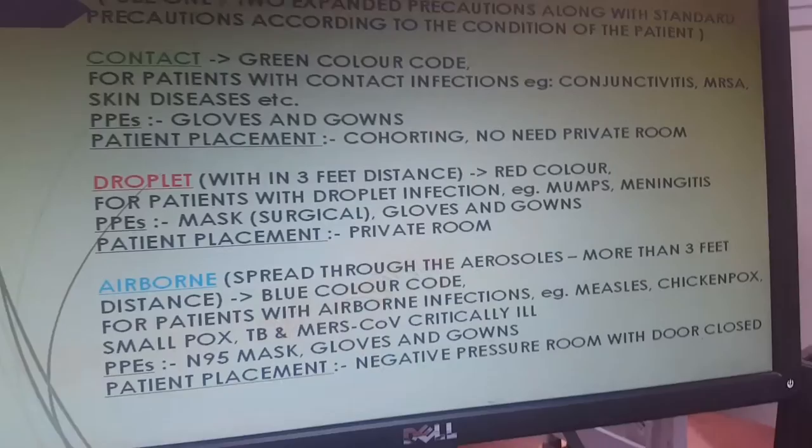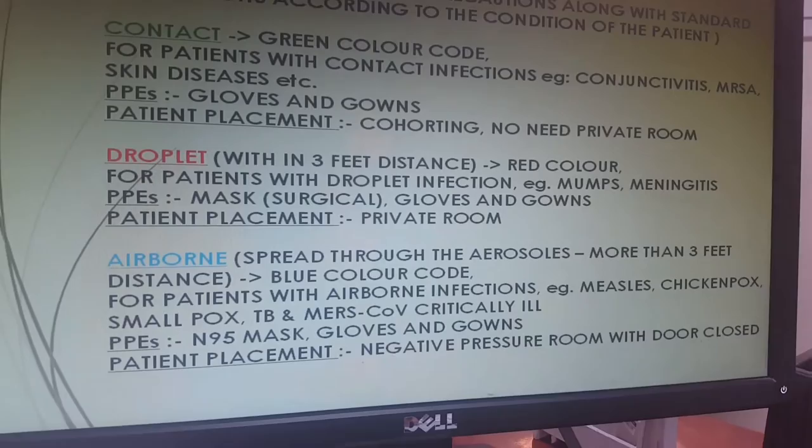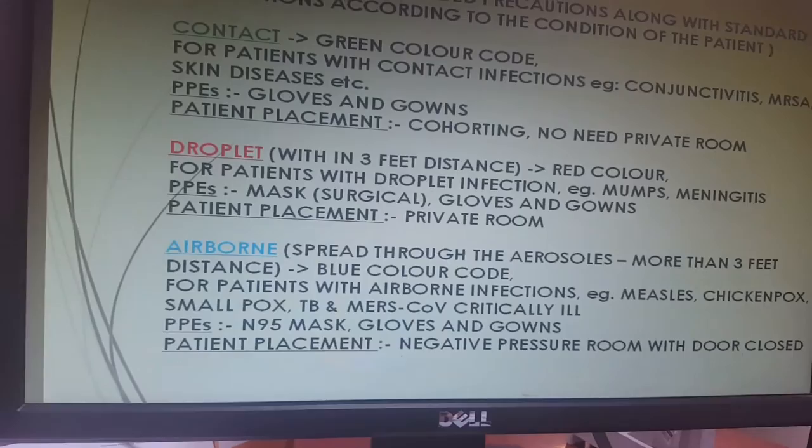Droplet infection, this is within a 3 feet distance, red color, that will be outside the room. For patient with droplet infection, like mumps, meningitis, you have to use the mask, surgical mask, not airborne. This is only surgical mask, and gloves and gowns, okay? The patient placement will be private room.